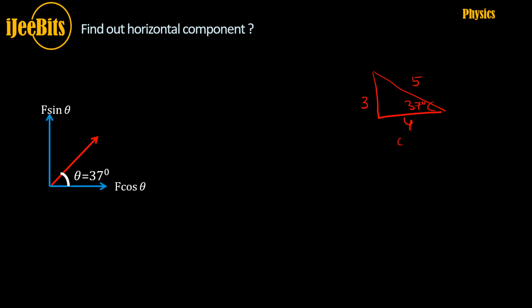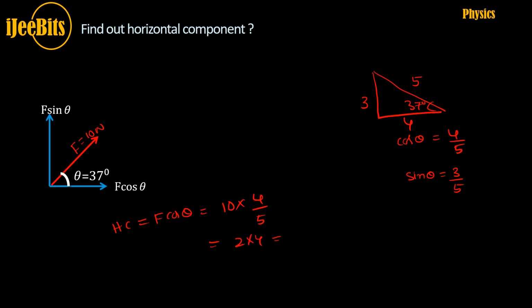So you know what is meant by cos theta here. Cos theta would be 4 by 5. Sin theta would be 3 by 5. So the horizontal component is only F cos theta, right? F is given, I missed out, it's 10 newtons. So F cos theta would be your horizontal component. F is 10, cos theta is 4 by 5. 5 twos are 10, 2 times 4 is 8. So 8 newtons is the horizontal component.